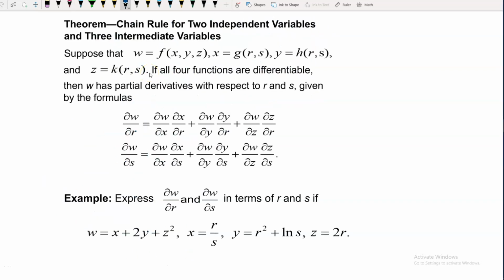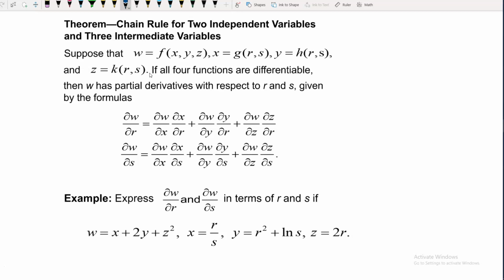Chain rule for two independent variables and three intermediate variables. Suppose that w equals f of x, y, z, x equals g of r, s, y equals h of r, s, and z equals k of r, s. If all four functions are differentiable, then w has partial derivatives with respect to r and s, given by the following formulas.